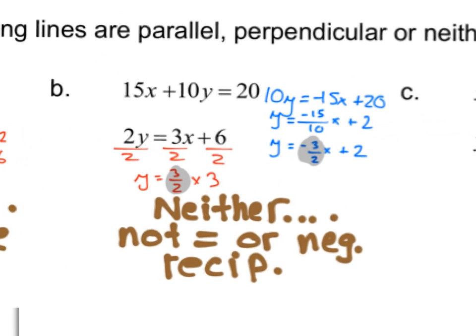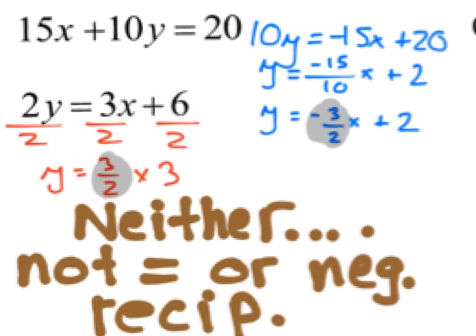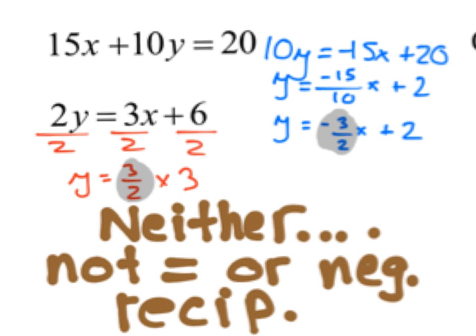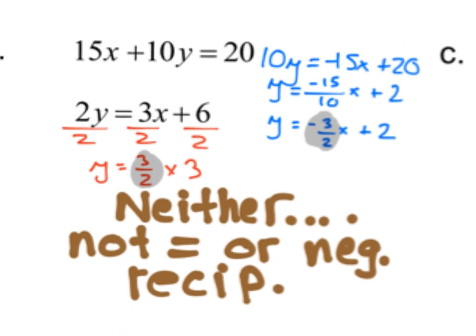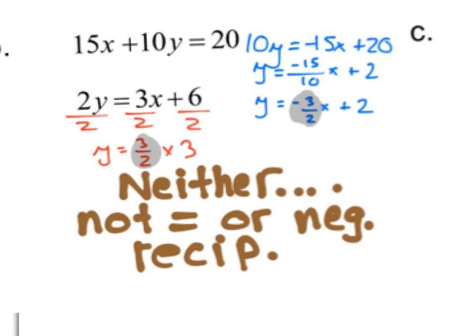In question B, you can see where I solved for y and determined one slope to be -3/2 and the other to be 3/2. Well, that's not the same, nor is it a negative reciprocal. So I decided that they are neither parallel nor perpendicular.